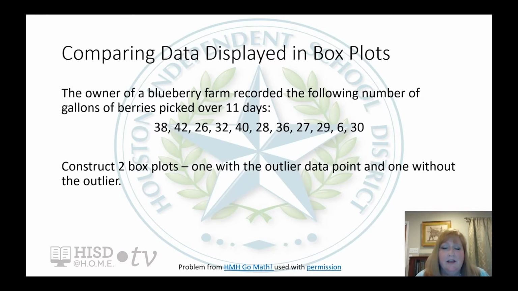In the activity, comparing data displayed in box plots, there is a problem that we have several questions that we need to answer about. Let's read the problem together. The owner of a blueberry farm recorded the following number of gallons of berries picked over 11 days, and you see the data given there. The problem asks us to construct two box plots. One box plot should contain outlier data points, and one box plot should not contain the outlier data points.